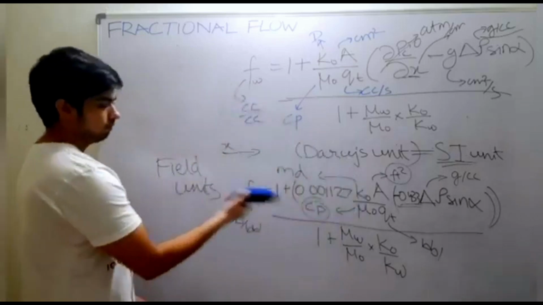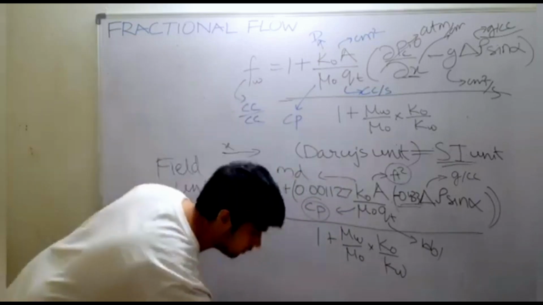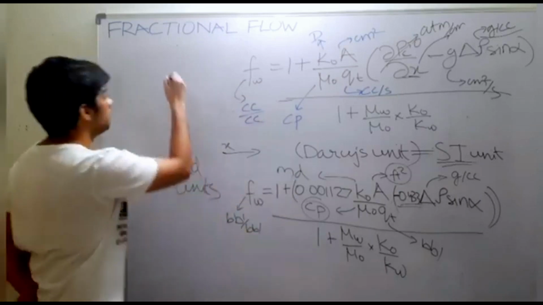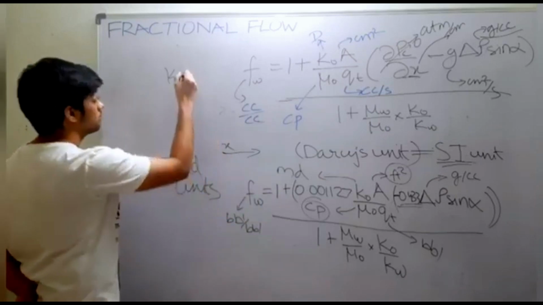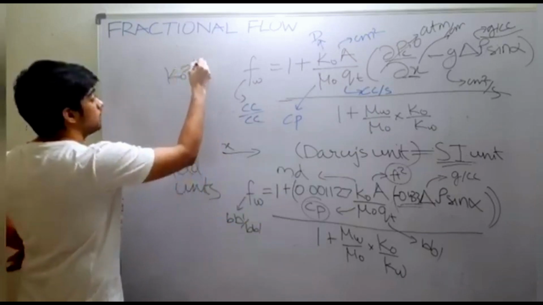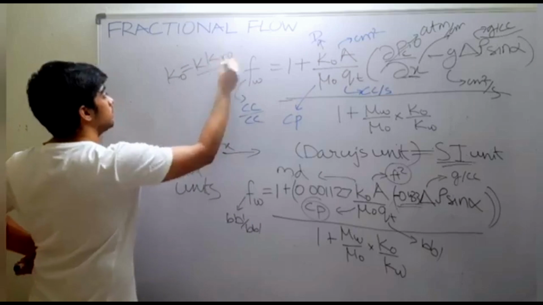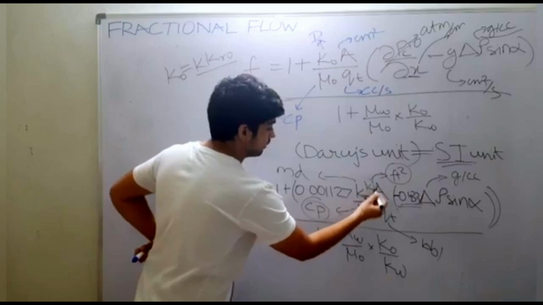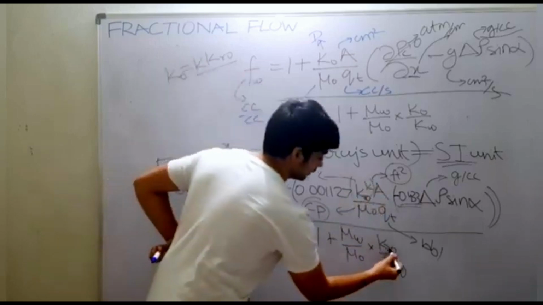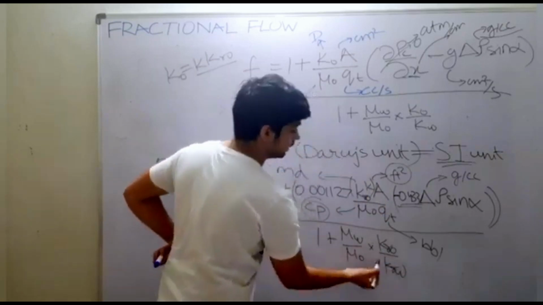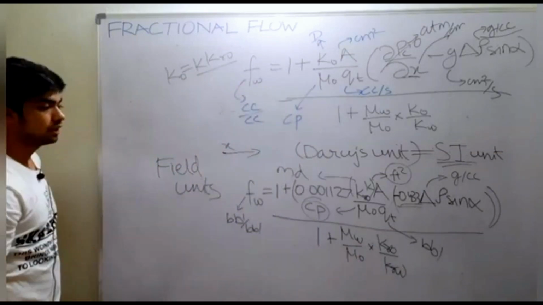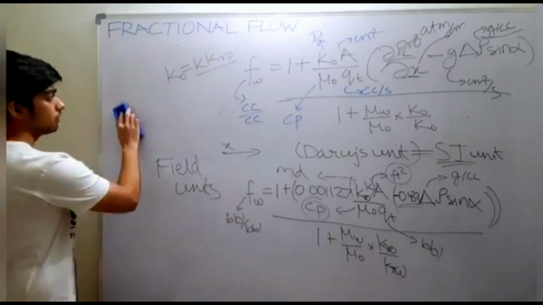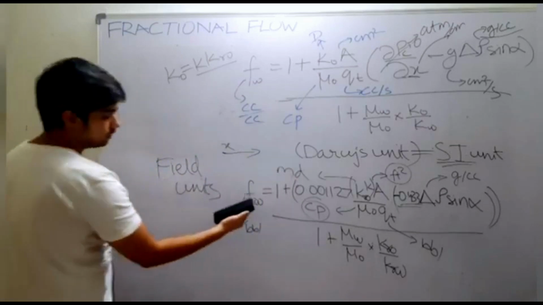Moreover, you can extend this equation by writing effective permeability as absolute permeability into relative permeability. So this can be written as KRO into K, and this can be written as KRO by KRW. K and K will get cancelled out. So this is another way to write the same equation. Now this equation is defined for water.